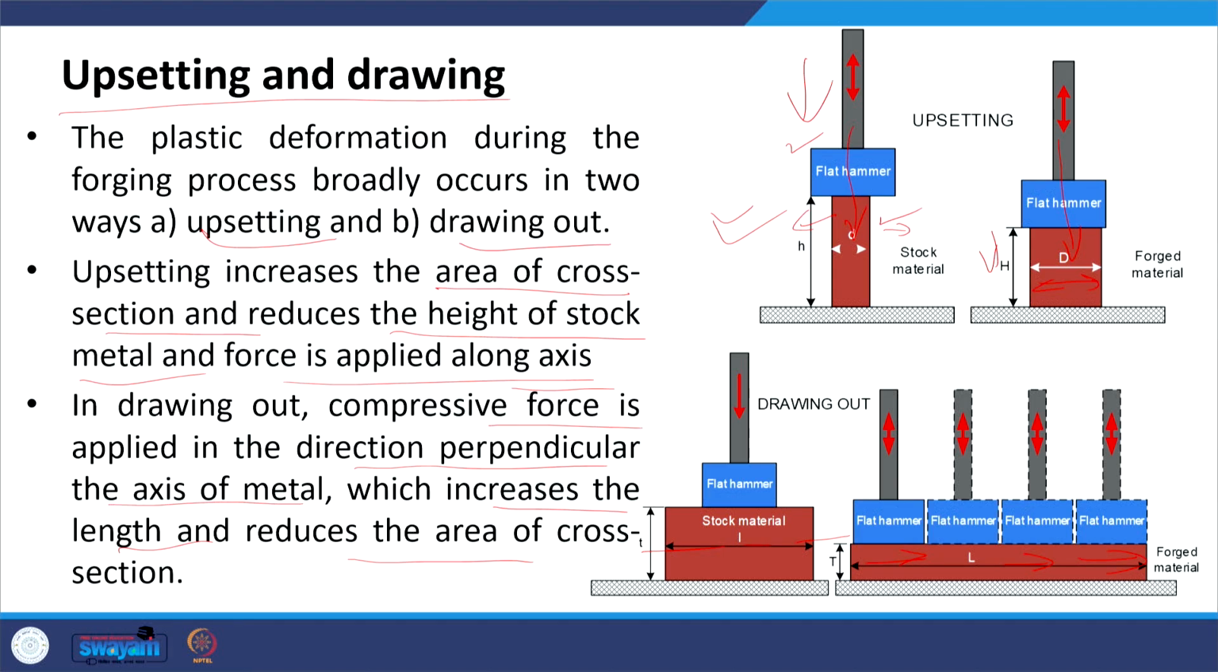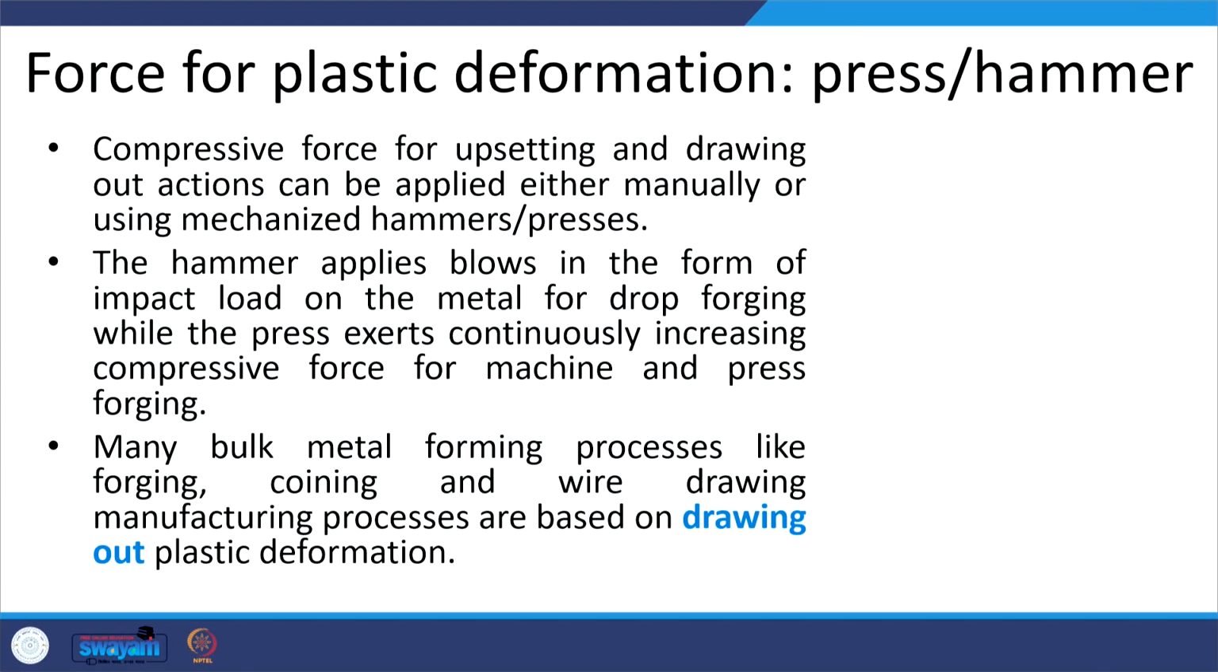So, these are the two broad ways by which the change in shape of the stock material during the forging will be happening. The compressive force for causing the plastic deformation during the forging can be applied either with the help of a hammer or with the help of a press. A hammer can be operated manually or it can be powered, where an electric motor is used to operate the hammer. In case of the hammer, it will be applying the impact load on the surface of the stock material to cause the plastic deformation. Usually this results in open forging.